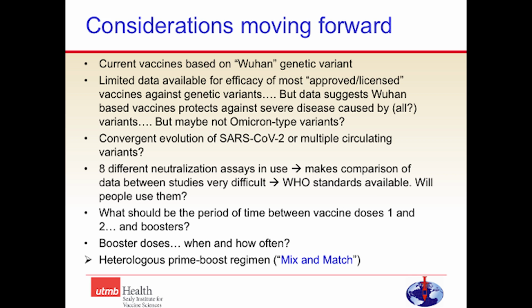One of the complexities of something we really need to sort out is the neutralization assays. We use 8 different assays. We have WHO standards available, but not everybody uses them. And then comes the question, when do you boost people for vaccination? How much space should there be for boosters? And that is a real problem.